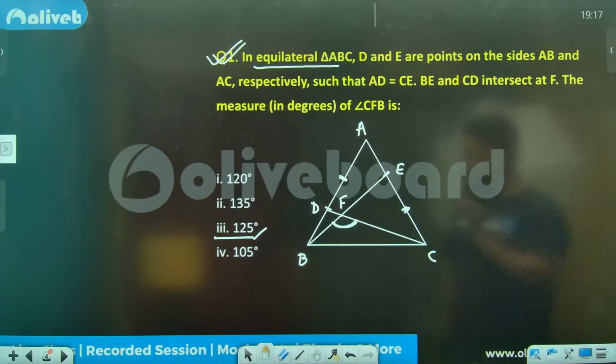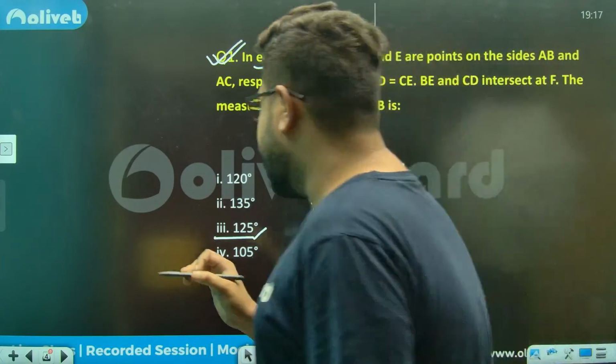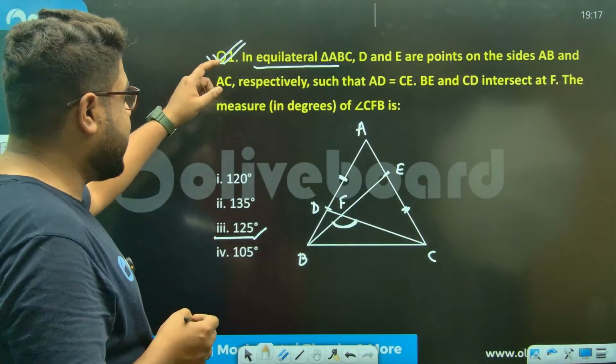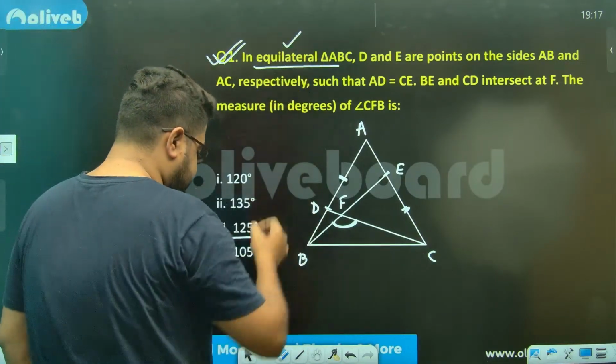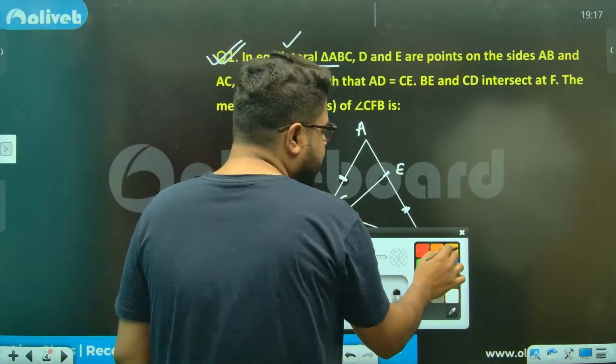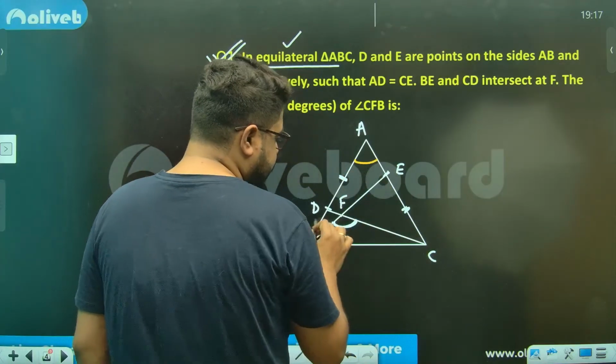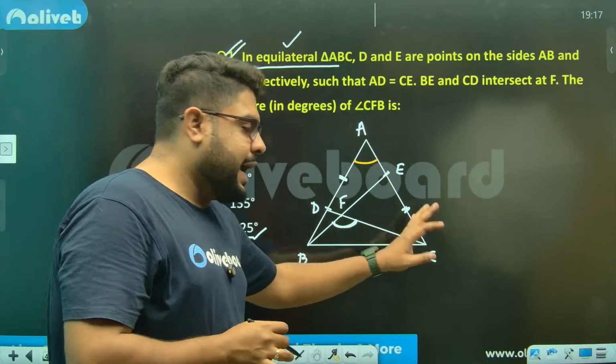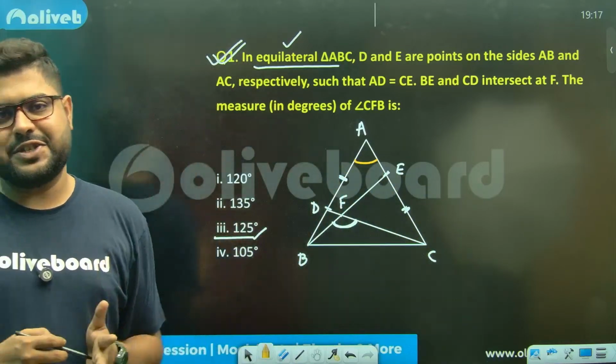Sagar has given us an answer, 125 degrees. Now, this is an equilateral triangle, keep that in mind as well. Equilateral triangle means all these angles are 60 degrees each: angle A, angle B, angle C, all are 60 degrees each.